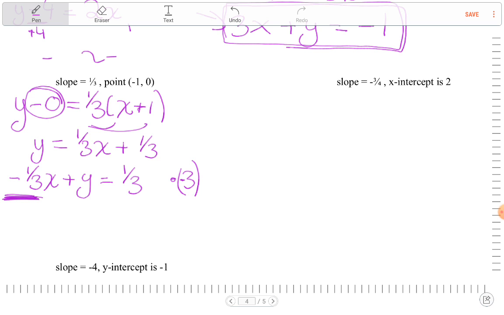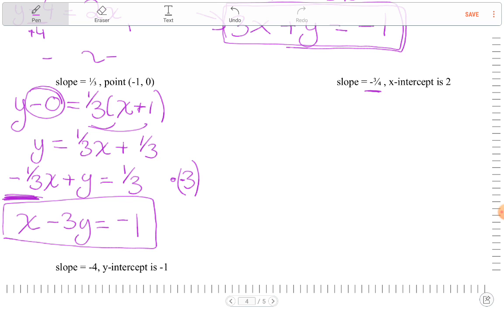what happens? -3 times -1/3 actually becomes a +1. So my x just becomes x. -3 times y gives me a -3y. And then -3 times 1/3 would give me a -1. And now here is your equation in standard form.